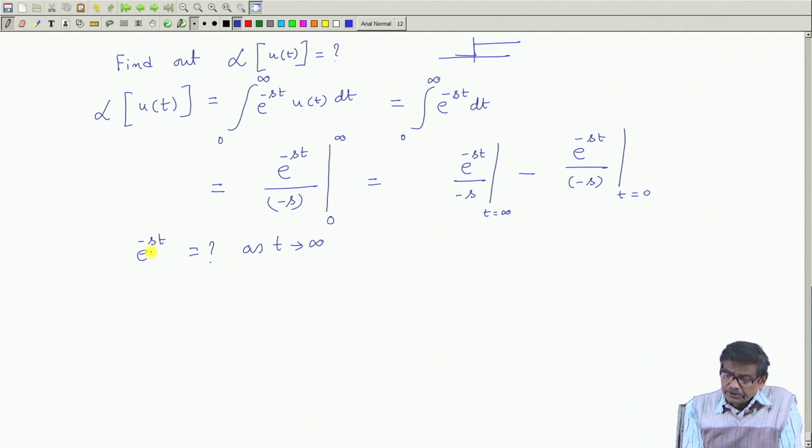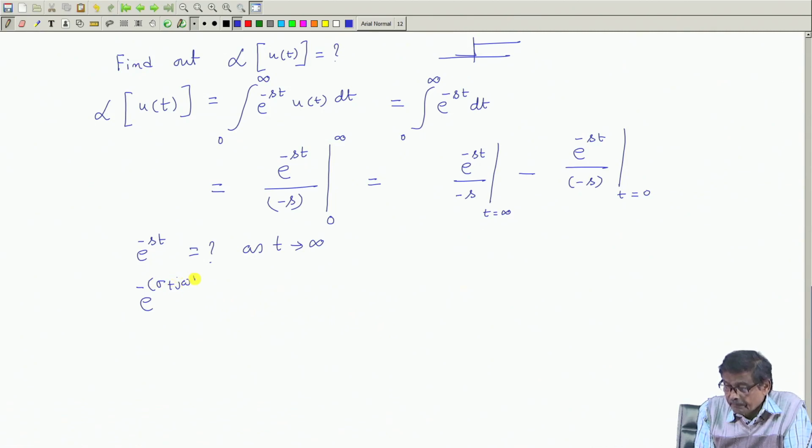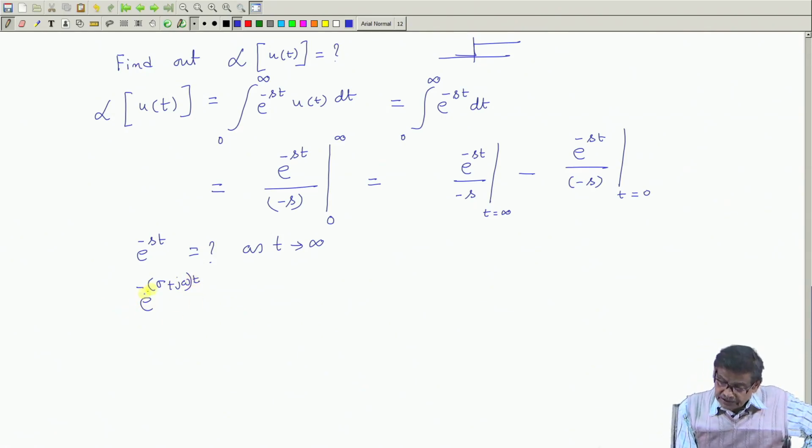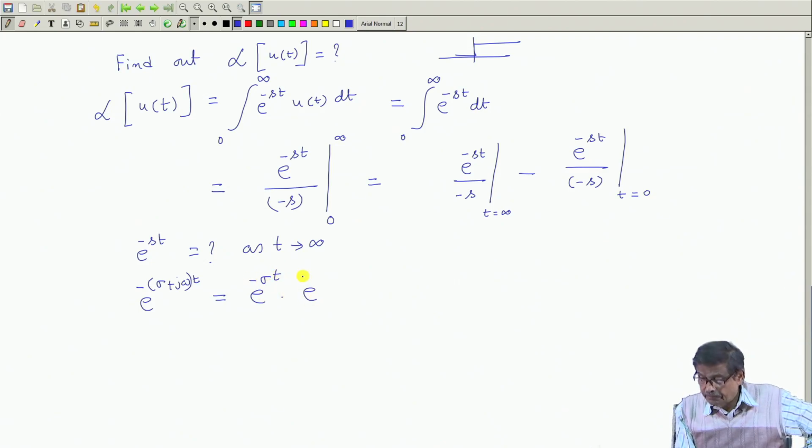As I told you, e to the power minus s t will be e to the power minus (sigma plus j omega) into t, is not, that is what I told. Yes, I have to evaluate the value of this as t tends to infinity. Now, this can be written as e to the power minus sigma t into e to the power of minus j omega t. Clear?